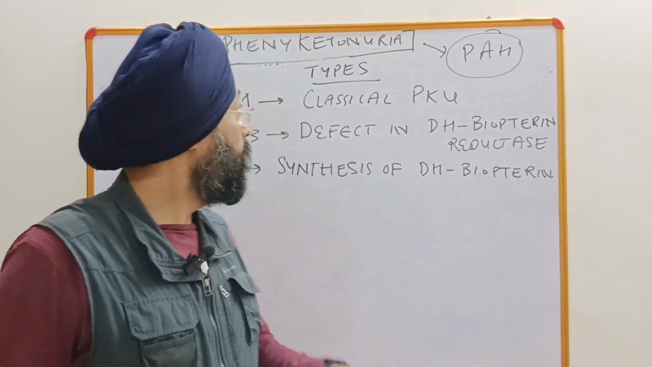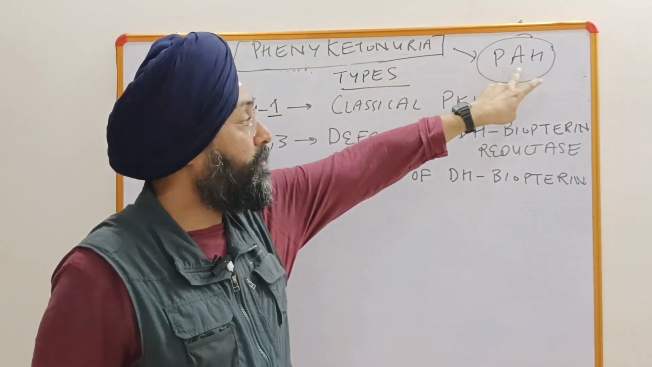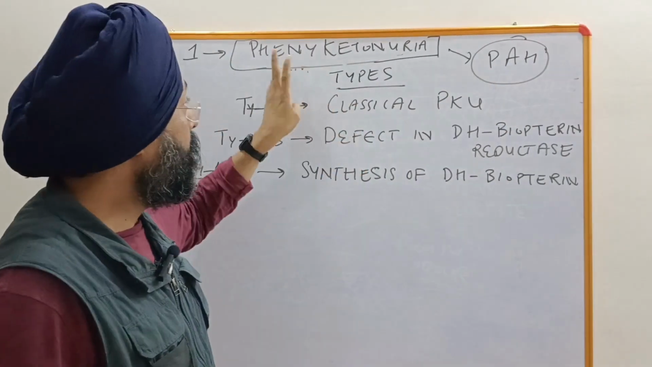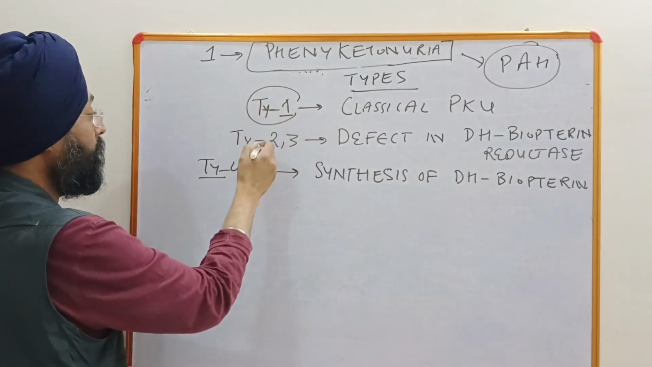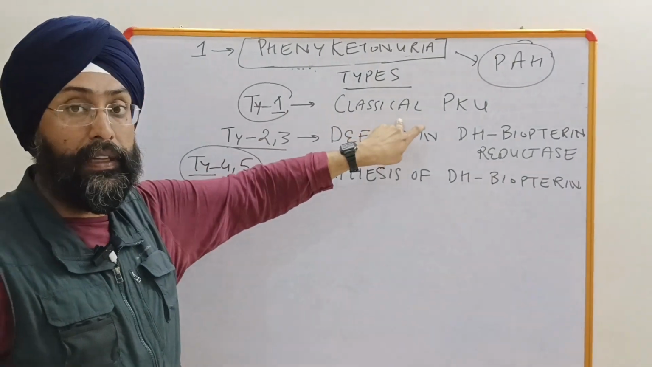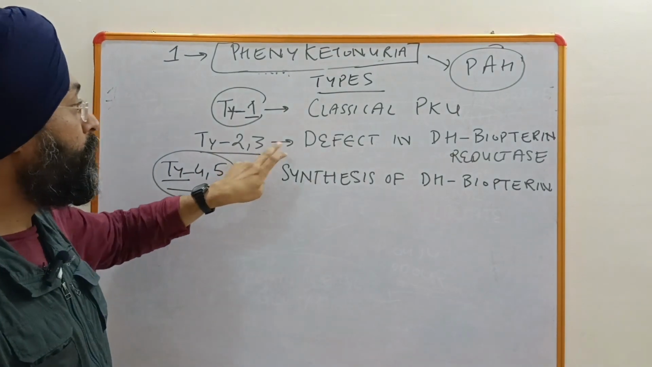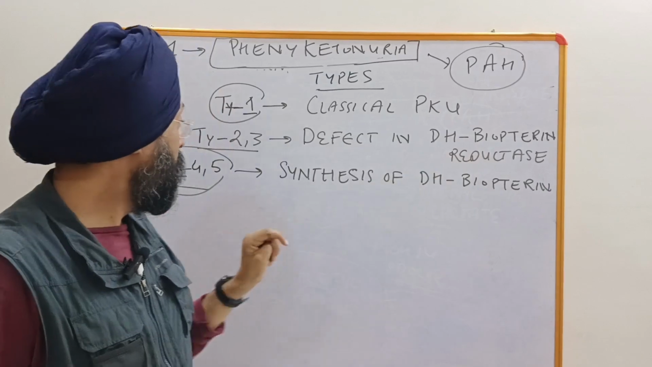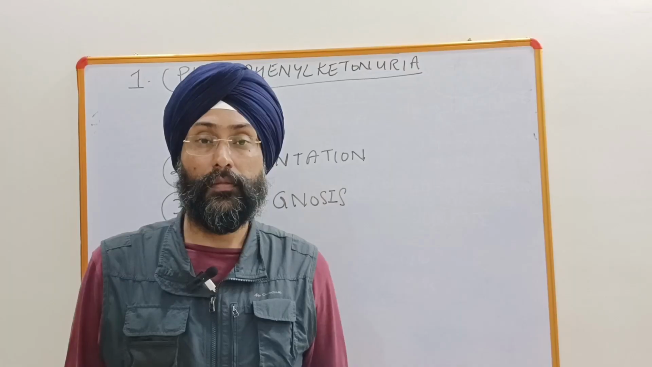Now coming on to the types of phenylketonuria, right? So the disorder was due to absence of this enzyme phenylalanine hydroxylase, the first step, that is conversion of phenylalanine to tyrosine, right? Now there are five types: 1, 2, 3, 4 and 5, right? In type 1, it is known as classical PKU due to deficiency of this enzyme proper, right? And type 2 and 3 include defect in dihydrobiopterin reductase, and in type 4 and 5 there is defect in synthesis of dihydrobiopterin.